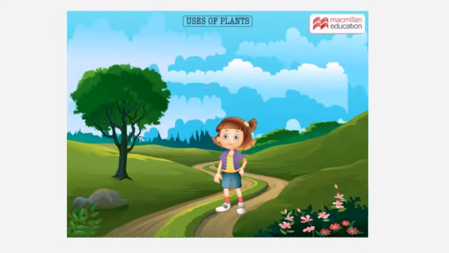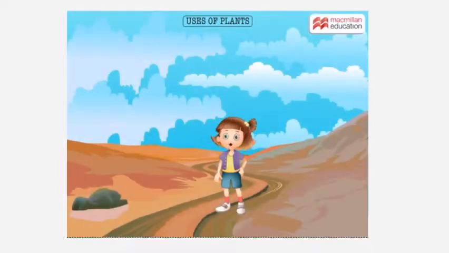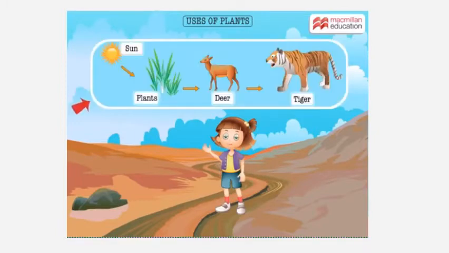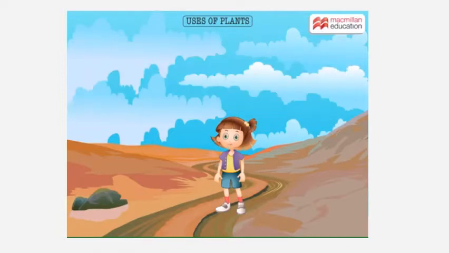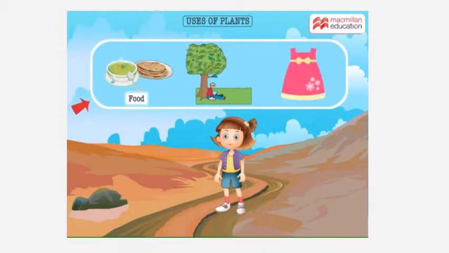Hello, friends. Can you imagine a world without plants? It might look like this. Oh no! Wouldn't that be awful? There wouldn't be life on Earth at all. The food chain begins with plant life. So, without plants, animals too cannot survive. And we, the human beings, we depend on plants even for our basic necessities like food, shelter, and clothing.